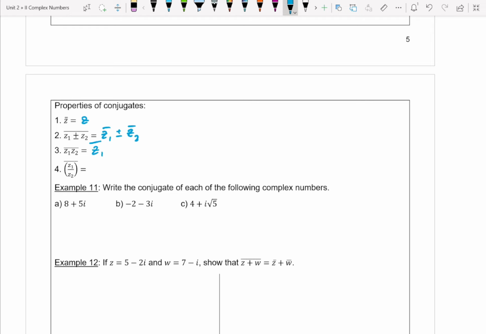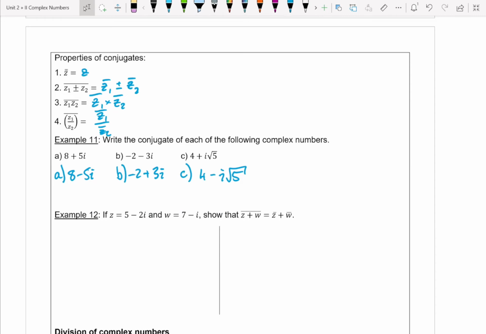So the conjugate of z1 times z2 is the conjugate of z1 times the conjugate of z2, and also the conjugate of z1 divided by z2 is the conjugate of z1 divided by the conjugate of z2. So write the conjugate of each of the following complex numbers. For part A, we're going to get 8 minus 5i. For part B, we're going to get negative 2 plus 3i, and then we're going to get 4 minus i root 5.